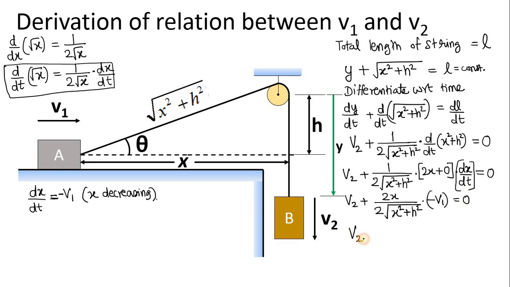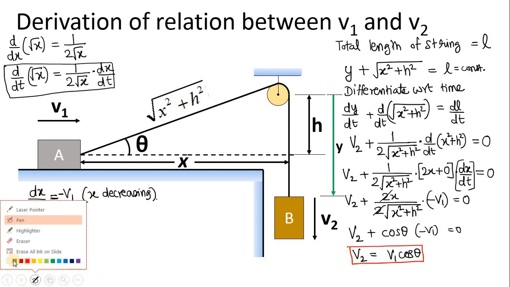Finally, after cancelling 2 and 2, look at this ratio, x divided by root x square plus h square. In the figure, x is the base length of the triangle and root x square plus h square is the hypotenuse. So base divided by hypotenuse is cos theta. Therefore, cos theta into minus v1. Therefore, v2 is equal to v1 times cos theta. This is our first derivation. We have successfully derived the formula v2 is equal to v1 cos theta. This is the relation between them.